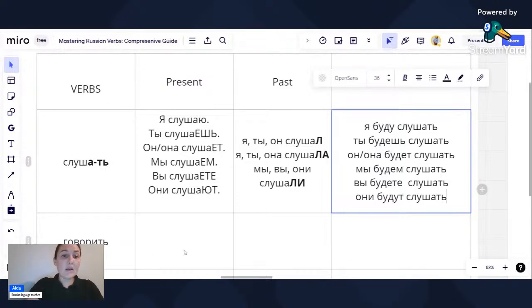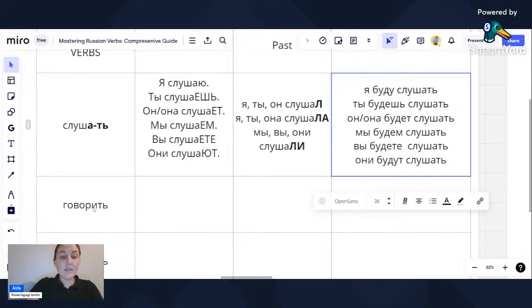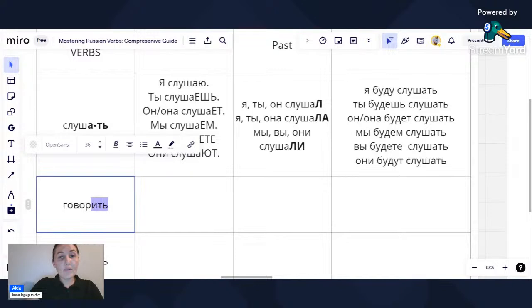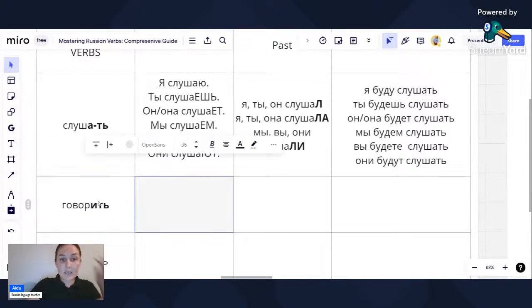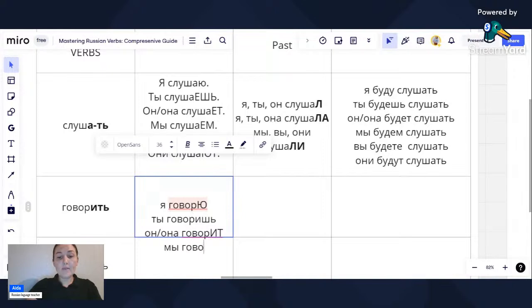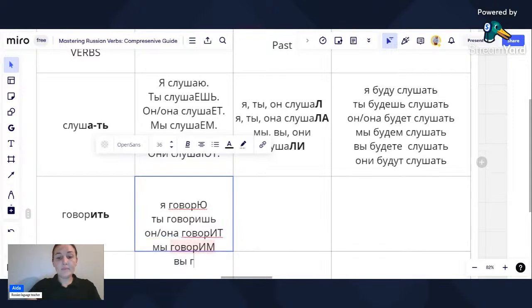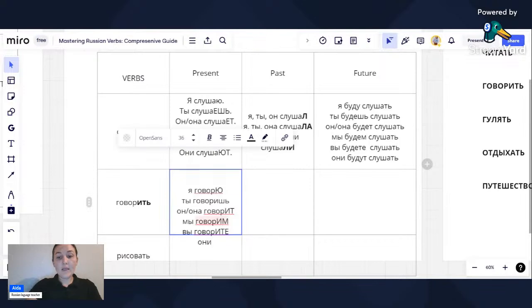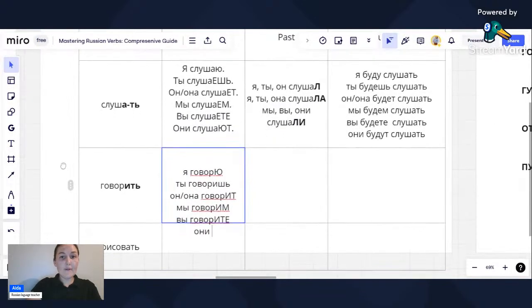And now let's have a look at the verb of the second group. It's the verb говорить, and you know how to change it. You have the ending ить in this verb. We need to cut this ending ить when we form the present tense. Okay, so we say I speak, and it will be я говорю. Ты говоришь. It's the present tense. Он, она говорит. Мы говорим. Вы говорите, они говорят.